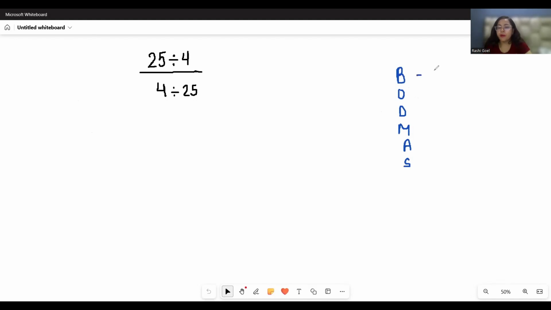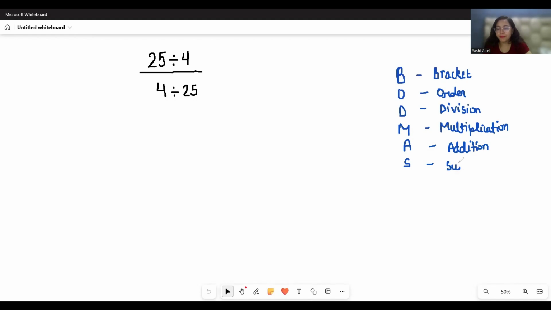It stands for B stands for bracket, O stands for order, D stands for division, M stands for multiplication, A stands for addition, and S stands for subtraction. Division and multiplication have the same priority from left to right, similarly addition and subtraction.